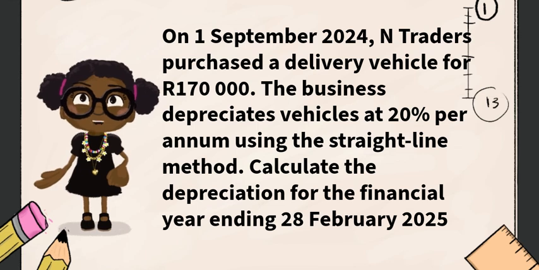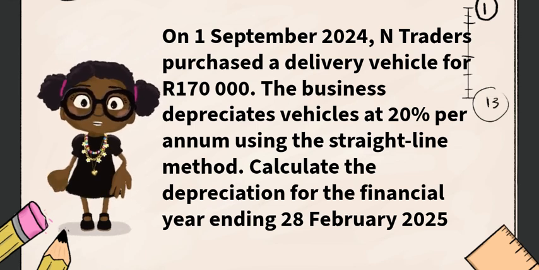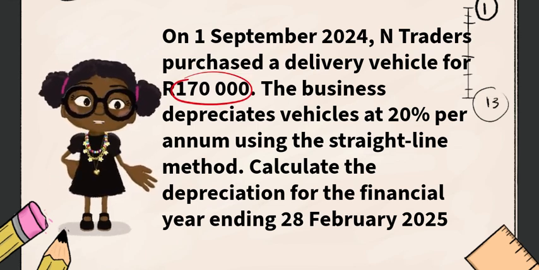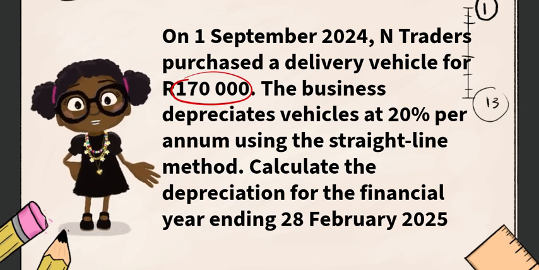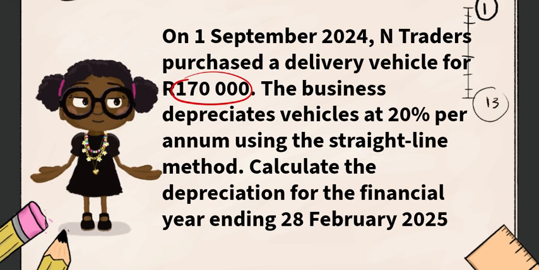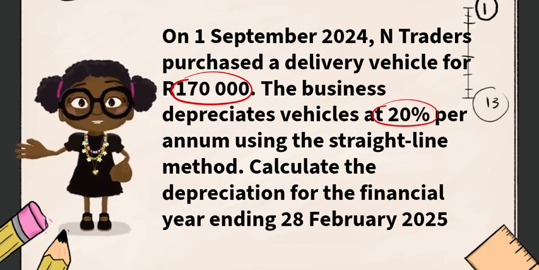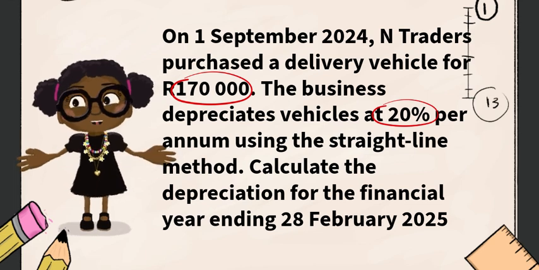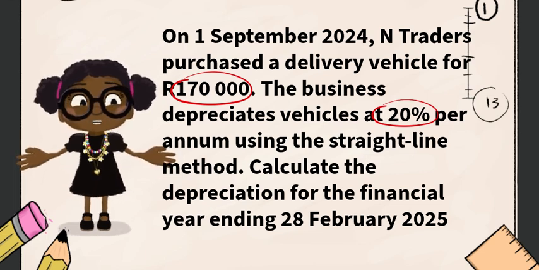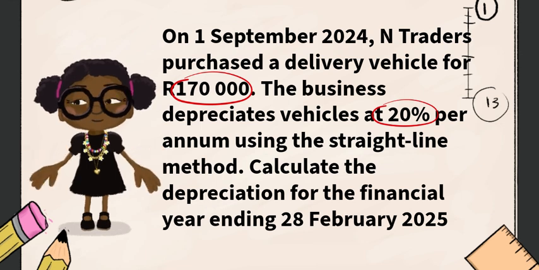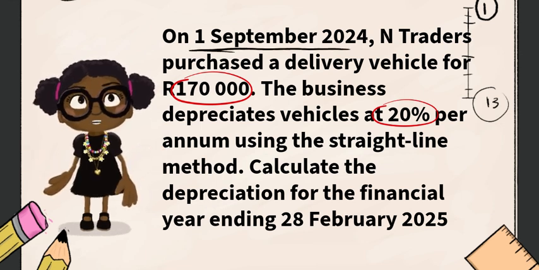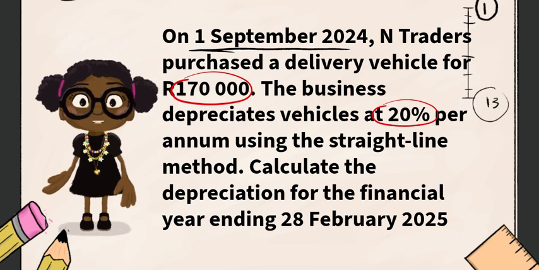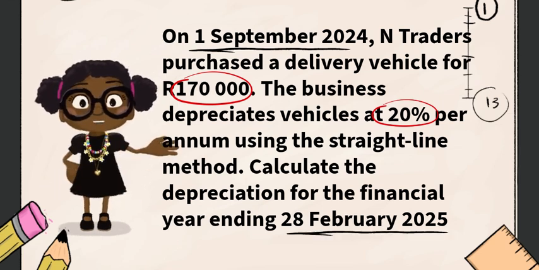Step 1. Identify the cost price. In the scenario, we can see that the cost price is 170,000 Rand. Step 2. Identify the depreciation rate. We can see that the rate is 20%. Step 3. Count the number of months the vehicle was in your possession. The number of months from 1 September 2024 to 28 February 2025 is 6 months for the year.